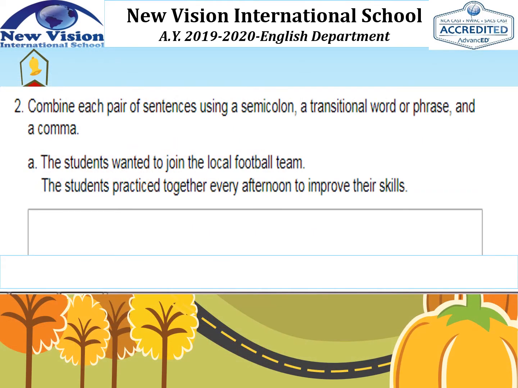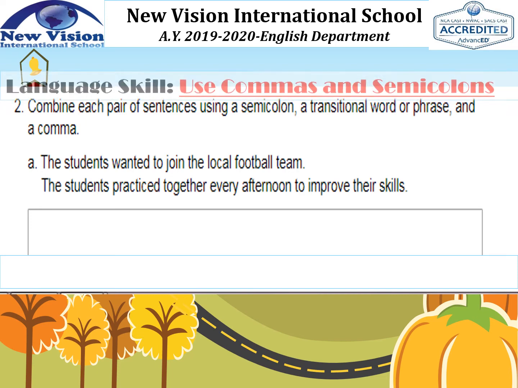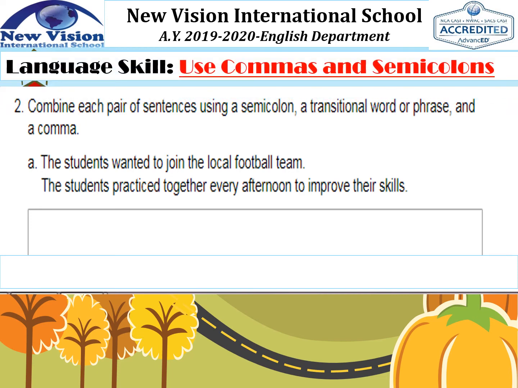For number 2, we are going to combine each pair of sentences using a semicolon, a transitional word or phrase, and a comma. For the first one, the students wanted to join the local football team, and then the students practiced together every afternoon to improve their skills. Let us join them. First thing to consider, do these sentences suggest a contrasting or connecting relationship or a cause and effect relationship? Great. It's a connecting relationship.